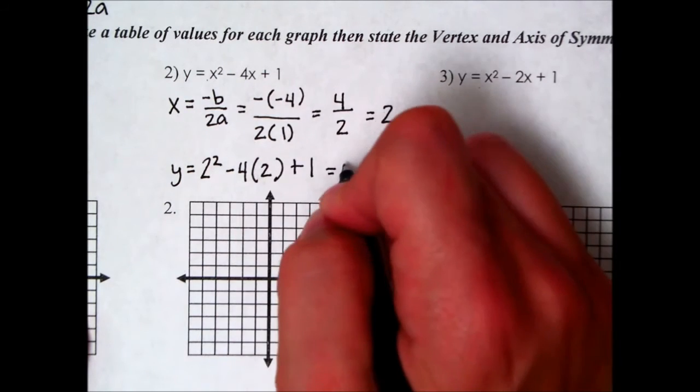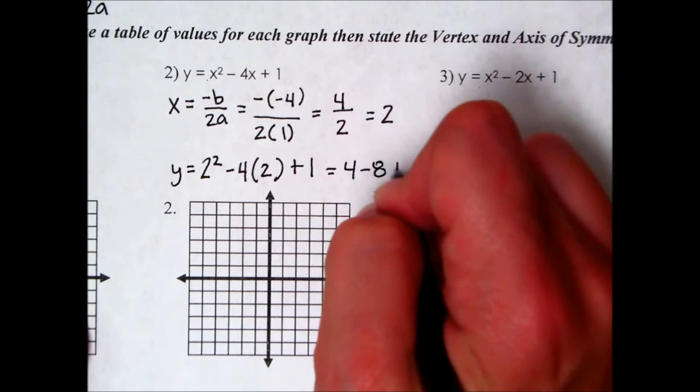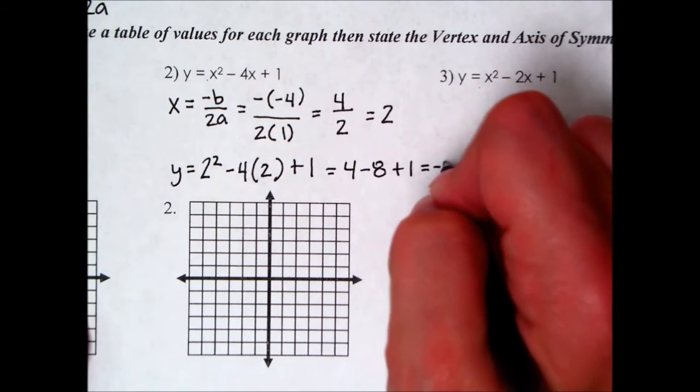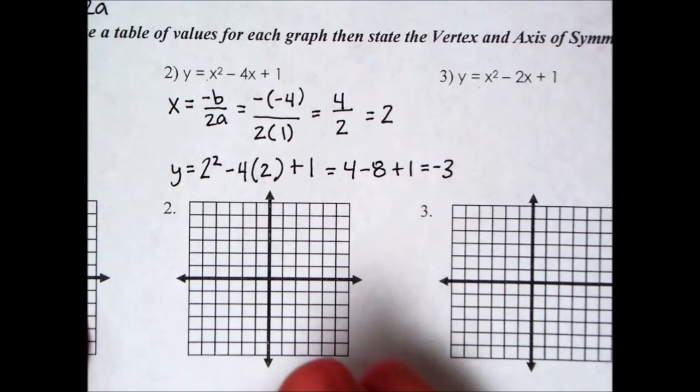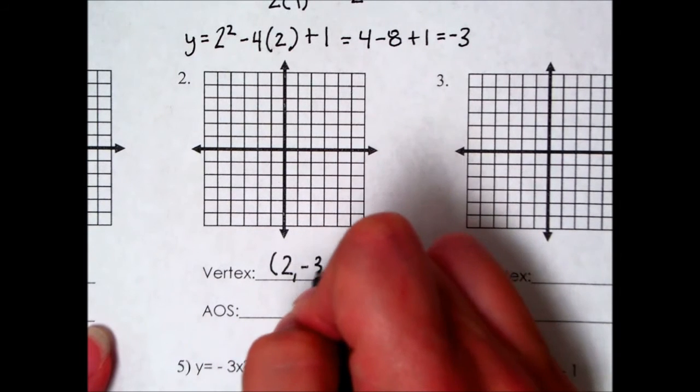So 2 times 2 is 4, and then negative 4 times 2 is negative 8, and I still have plus 1. Add all that together, 4 plus 1 minus 8 would be negative 3. So my vertex is going to be 2, negative 3.